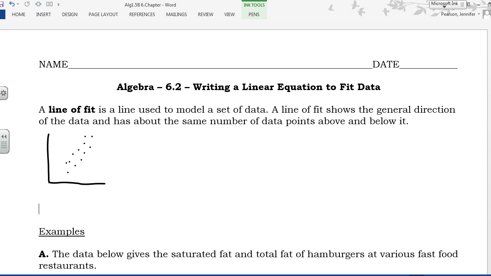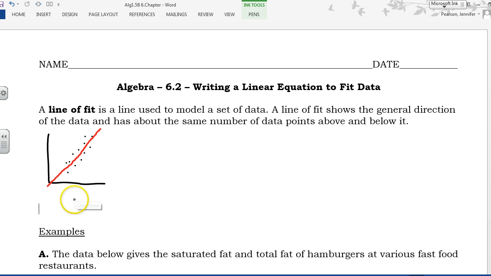Okay, so if we have a scatter plot and we wanted to write a linear equation to fit that data, we need to make sure of two things. The line that we draw needs to follow the general direction of the points, and it also needs to go in the middle of the points. So that would be a pretty good line.